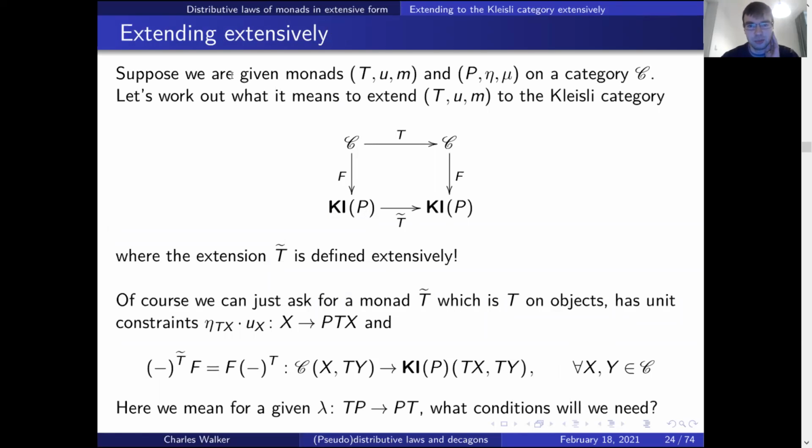Let's suppose that we're given some monads T and P. Let's work out what it means to extend T to T twiddle on the Kleisli category of P, where our extension T twiddle is defined in extensive form. Of course, you can just ask for a monad T twiddle, which is like T on objects, has unit constraints given by this formula, and satisfies the obvious condition with the extension operators. But that's not what I mean here. What I mean here is, given a lambda, what conditions do I need to get an extension to the Kleisli category defined in extensive form?